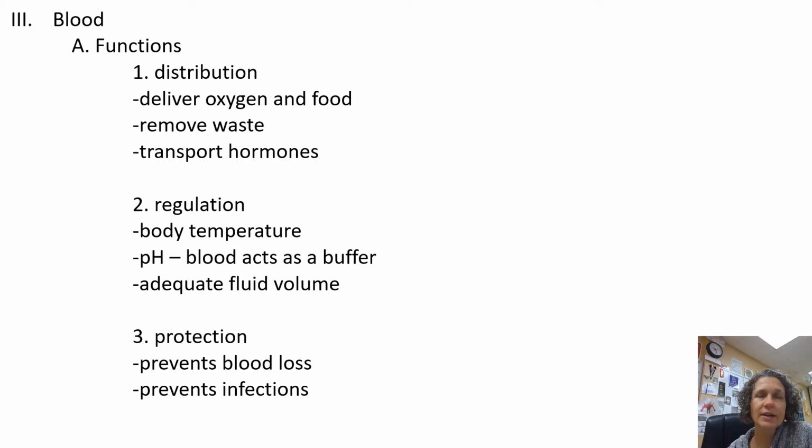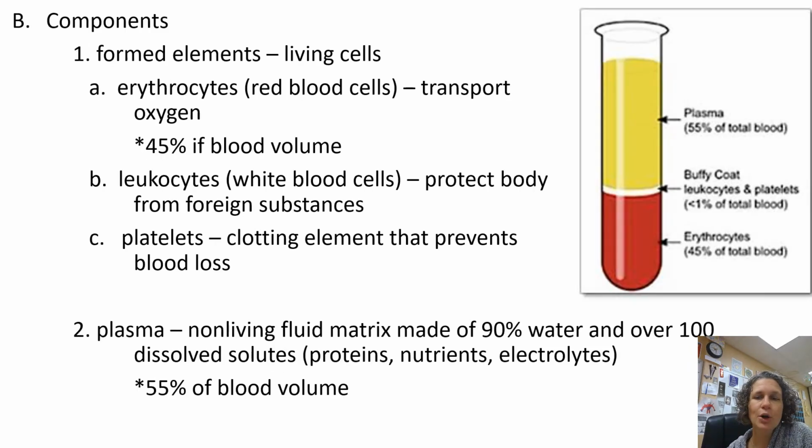It is regulating pH. Blood is a buffer, essentially, and so that means it tries to help pH stay kind of where it already is. And then it also helps with fluid volume, which essentially is like your blood pressure. It protects you against blood loss through clotting and platelets. It also is part of your immune system and prevents infections. It does a lot.